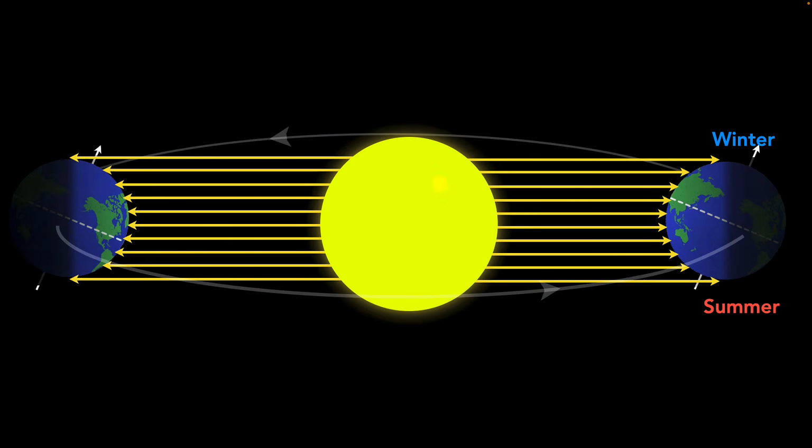And now, guess what happens when the Earth comes here about 6 months later? Look, the situation has reversed. Can you see? Now the Northern Hemisphere tilts towards the sun. As a result, look, it receives more sunlight and therefore it experiences summer. And the Southern Hemisphere is now tilted away. And so it experiences winter.